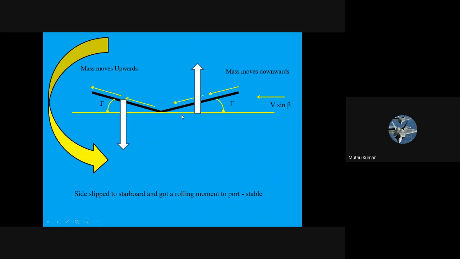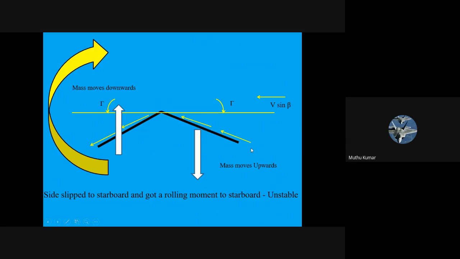I gave a similar explanation as well. When the mass moves downwards, obviously you get a higher angle of attack. When the mass moves upwards, you get a force in the opposite direction. So it gives you the perfect rolling moment. With anhedral, it is vice versa.